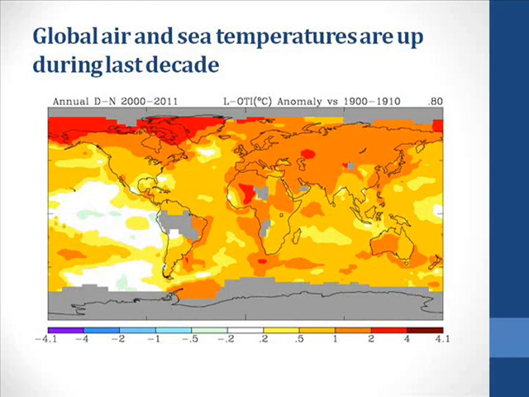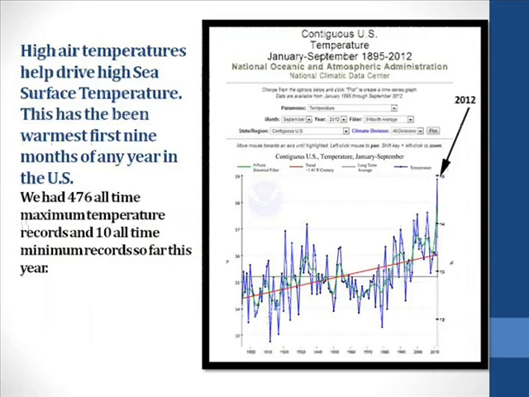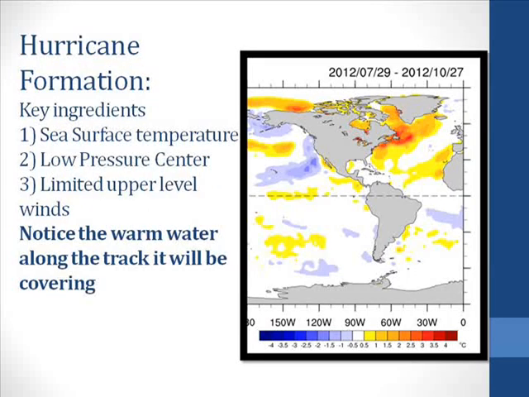It takes a long time for air temperature to really warm sea surface temperature. If we look at this year, we have the highest air temperatures in the history of the United States through the first 9 months of the year, which of course is going to raise sea surface temperatures near our country. 476 all-time high temperature records, 10 low records. Now the key ingredients: sea surface temperatures need to be high enough for a hurricane. You have to have a low pressure center and limited upper level winds.